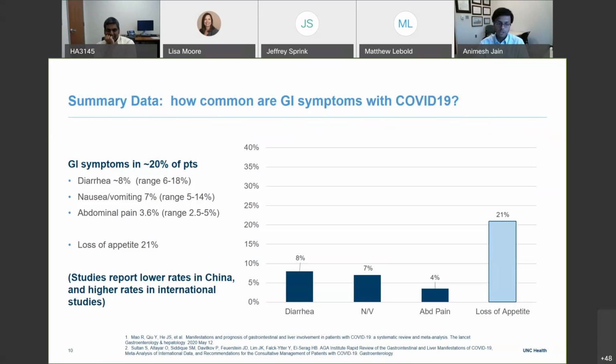I separated out loss of appetite. Again, you can debate whether that's a true GI symptom or not, but about 20% of patients had loss of appetite. If you look at the first three classic GI symptoms, at least 20% of patients had GI symptoms with COVID-19.